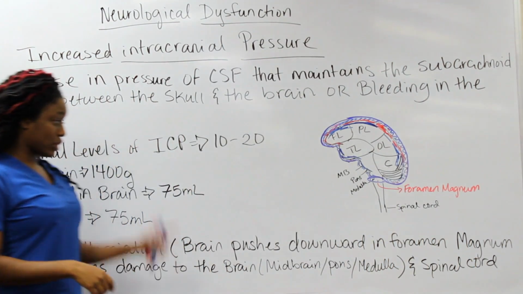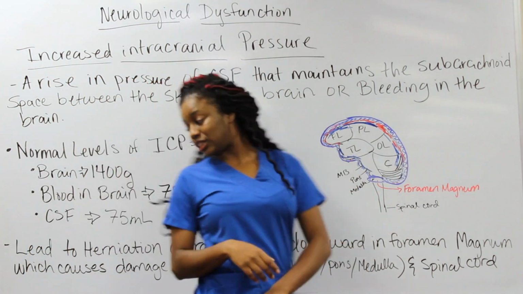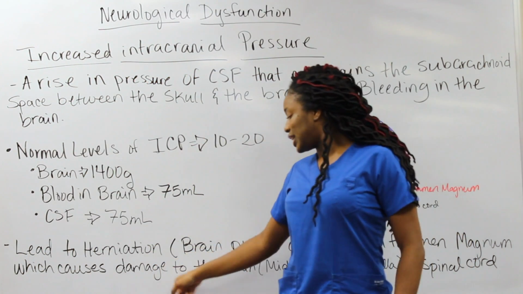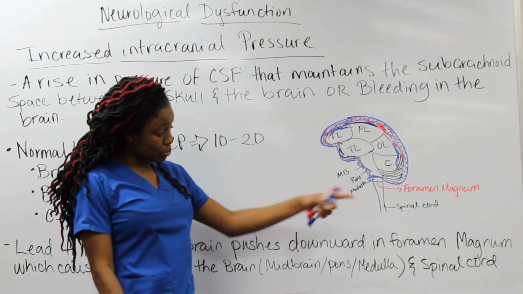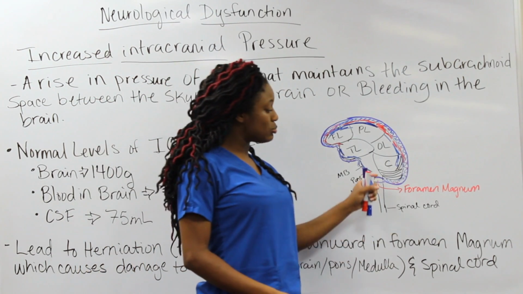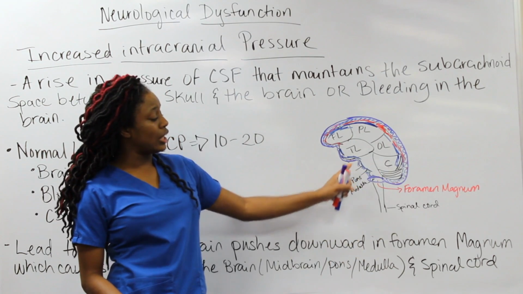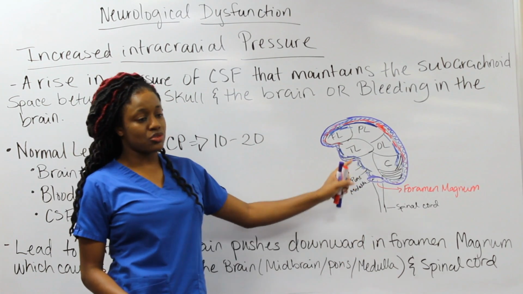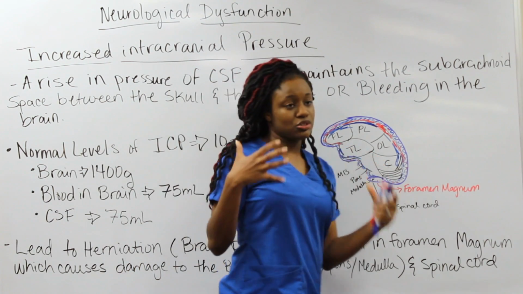And a herniation is pretty much, like I said, the brain is pushing downward in the foramen magnum, right, which causes damage to the brain. Not only just the brain, but the different components of the brain, right? We have the midbrain, the pons, the medulla, and then ultimately the spinal cord, right? Because all those nerves and all those signals that would transfer down have now been damaged. So literally, that's what I want you guys to think about.